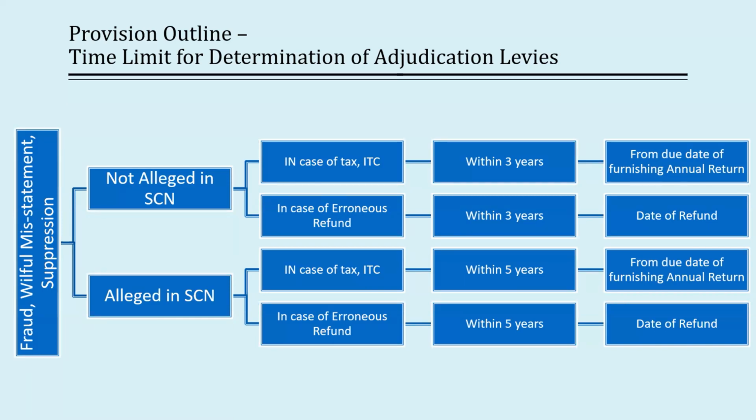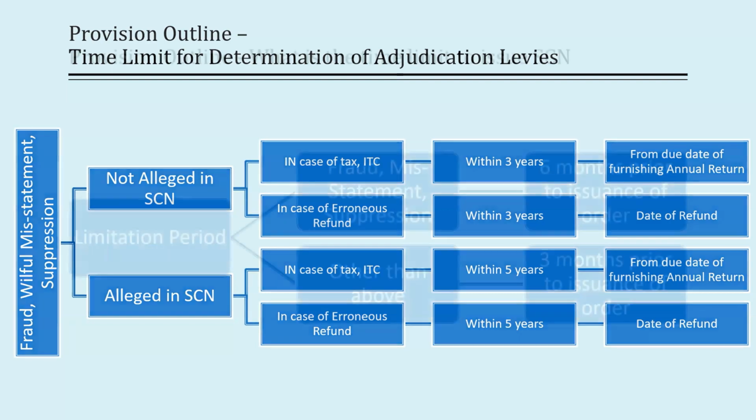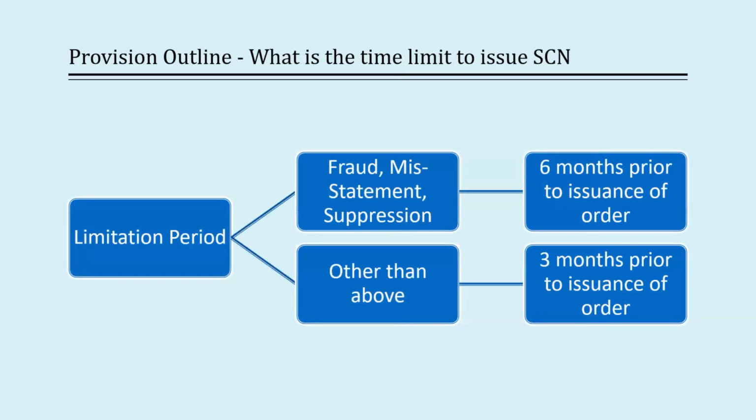Similarly, when it comes to a fraud case, we have 5 years of time from the due date of filing the annual return. If it is a tax matter, if it is an erroneous refund matter, from the date of refund, it is 5 years of time. So when they have to issue a show cause notice, 6 months prior to the issue of an order, assume the order under 74 needs to be passed by 31st of December 2024.